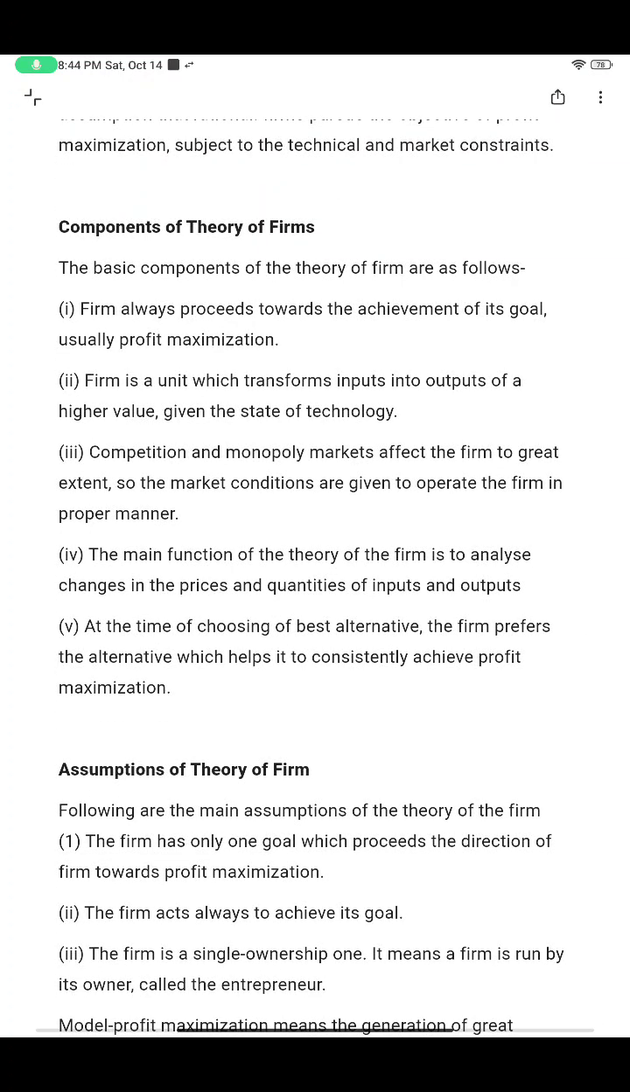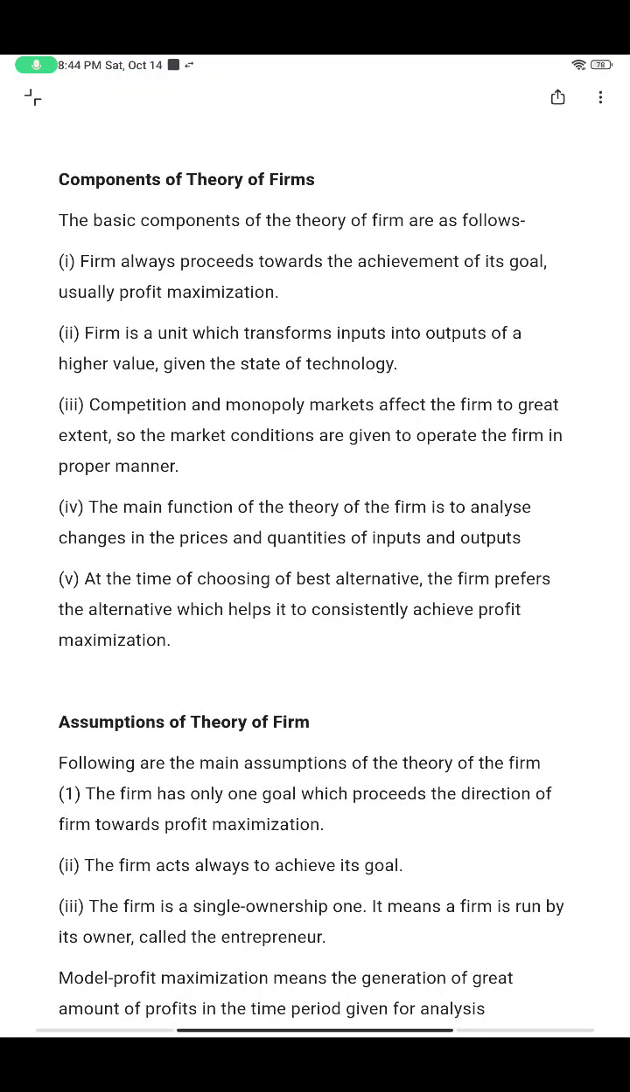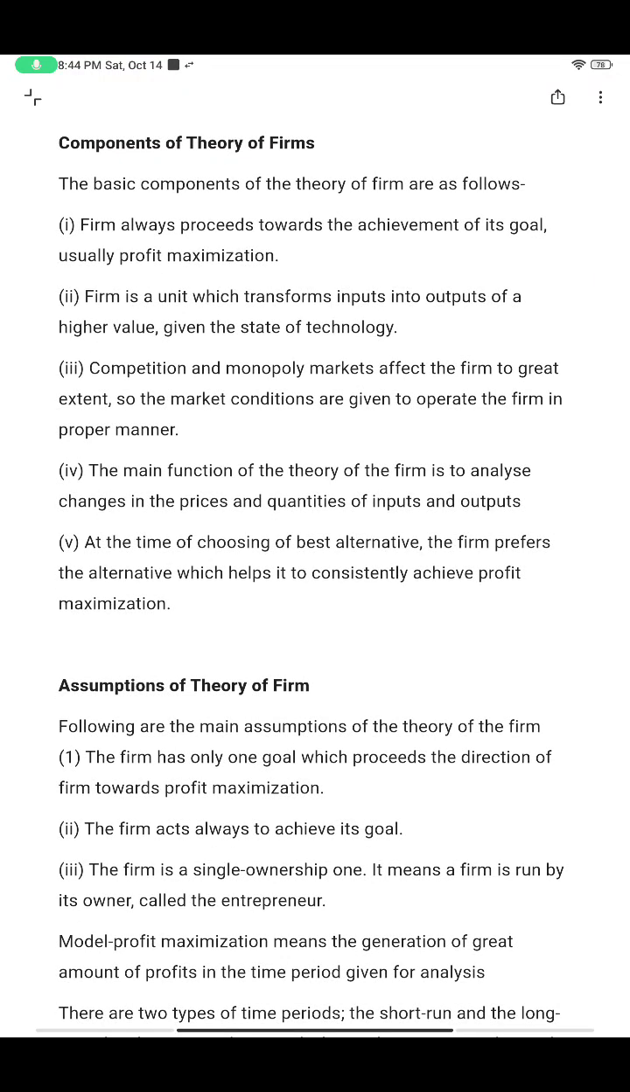Now we'll see the components of theory of firms. That means what exactly defines the theory of firm. So the basic components are these 5. So firm always makes sure that it always progresses towards the achievement of its goal. So generally what will be the achievement of the goal of a company? Obviously it's profit maximization. So no company will run to get losses, right? So every company will eventually ensure that they will reach their goal, that is earning more and more profits. That is the first component.